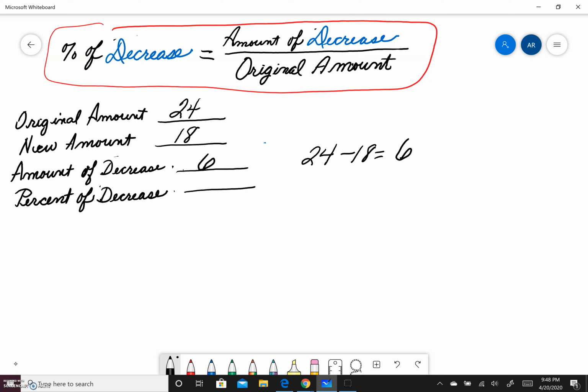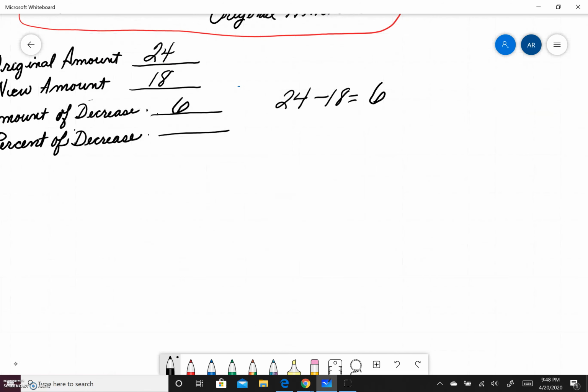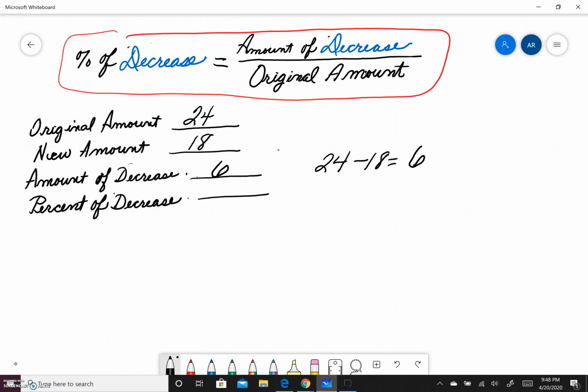So to get our percentage, we take our amount of decrease, which is 6, and divide by the original amount, which is 24. And when you plug that into the calculator, you should end up with a decimal value of 0.25. But we want that as a percentage, so we're going to multiply it by 100. And you should end up with a value of 25, which is 25%. And there's our percentage of decrease, which is 25%.